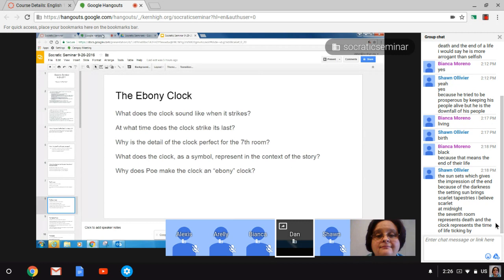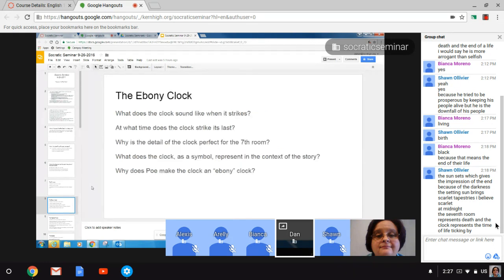Now, Sean posted this answer, and I didn't get a chance to share it, but it almost answers that question. The seventh room represents death, and the clock represents the time of life ticking by. Oh, wow, that's great. It does answer that question in a sense because ebony is blackness, and in the context of this room, it represents death. And so we can tie the dark color of ebony in with the mortality of man. Nicely said, Sean.